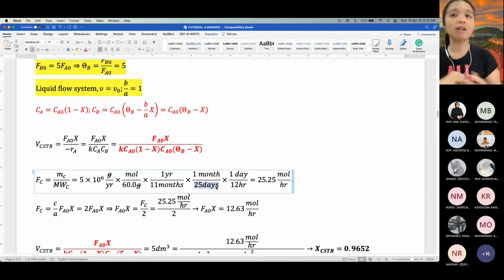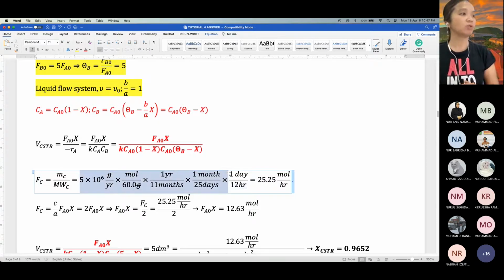Belum habis lagi sebab I want in hour. And then tambah satu lagi limitation. For every 1 day, my plant only operates 12 hours. So tambah satu lagi conversion factor because for every 1 day, the plant only works 12 hours. Okay, so now only you can see that, okay, saya dah boleh cancel year, month, day, already cancel. I'm left with hour for my time and my mole masih ada lah. Alright, so don't forget you have to solve this, okay. Then only you get the molar flow rate of C.